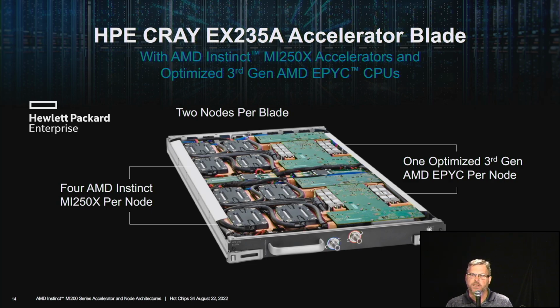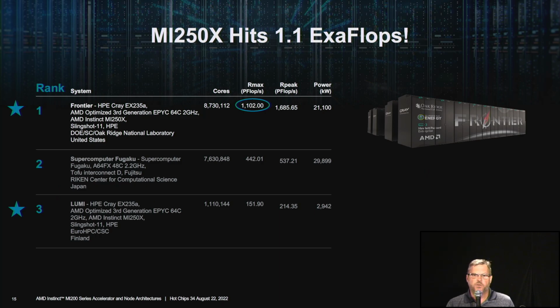Frontier is organized as 8 blades in a chassis and 8 chassis in a cabinet for a total of 128 nodes in a cabinet. Many thanks to HPE for an extraordinary system design using AMD technologies. MI250X's peak FP64 performance of 47.9 teraflops and peak memory bandwidth of 3.2 terabytes per second, packaged in the HPE ultra-dense blade, led to a historical milestone of exceeding an exaflop, 1.102 exaflops to be exact.